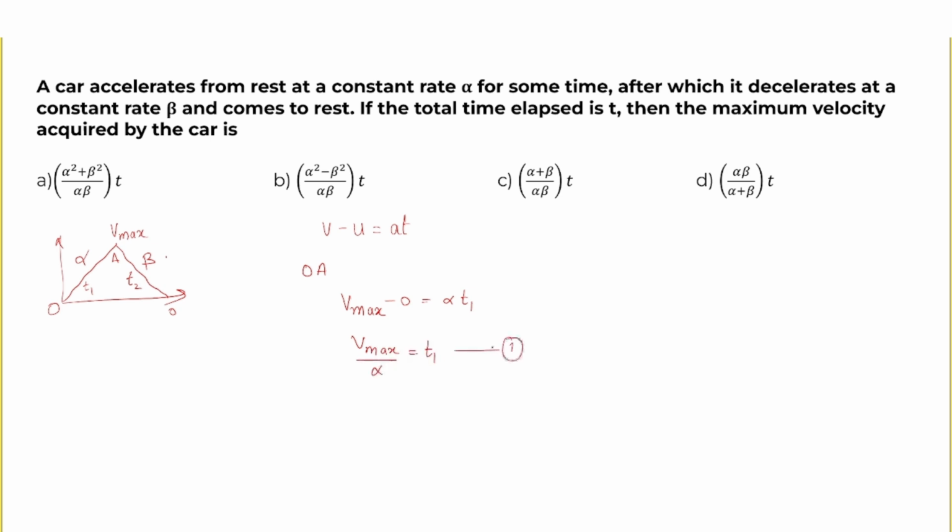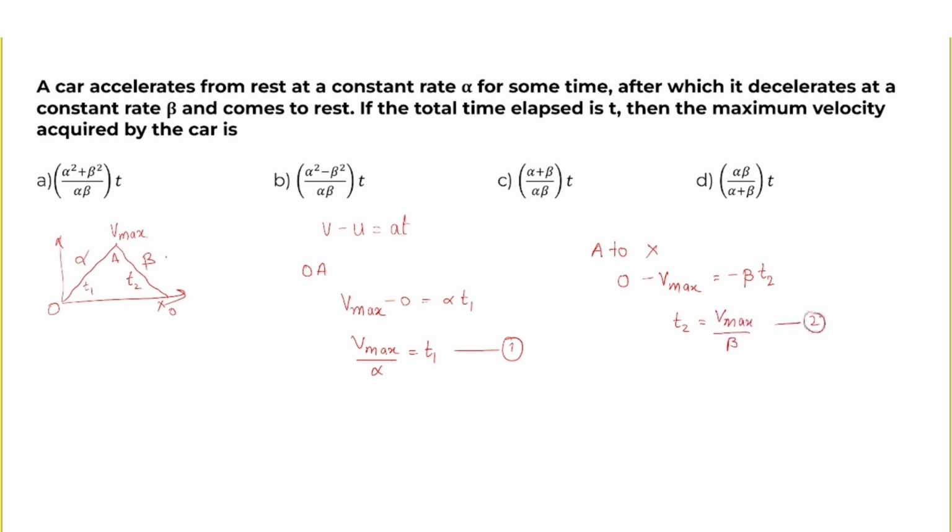While going from A to X, the final velocity is 0, the initial velocity is Vmax, because it is going from maximum velocity to 0 again because of the uniform retardation, and here it will be minus beta. So here T2 will be equal to Vmax over beta. That's our equation number 2.